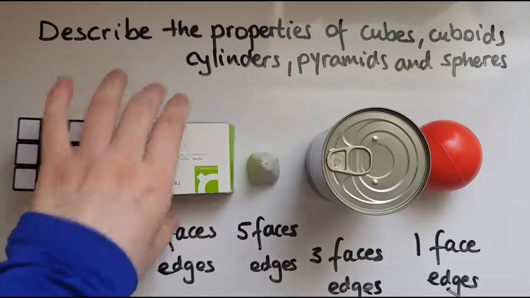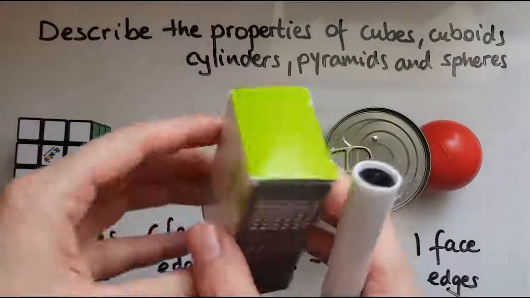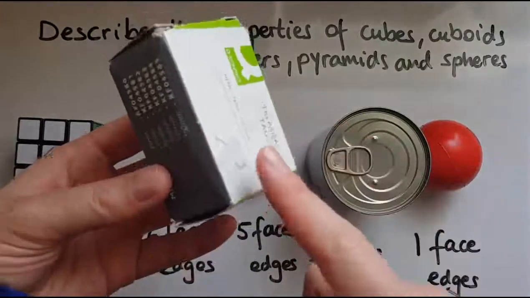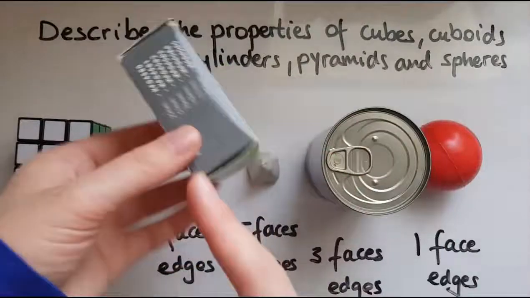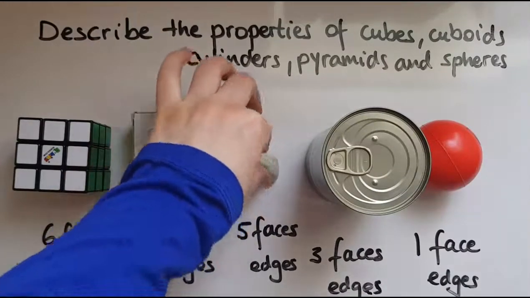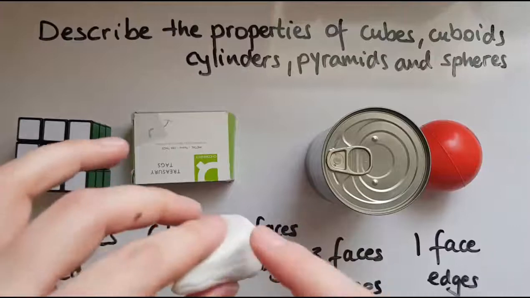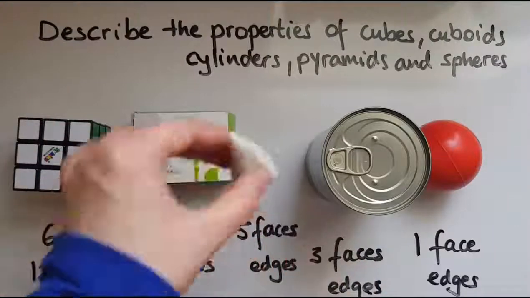Is it the same for a cuboid? There we have 1, 2, 3, 4, 5, 6, 7, 8, 9, 10, 11, 12. So it is the same for a cuboid as well. How about the pyramid? So we have 1, 2, 3, 4, 5, 6, 7, 8.